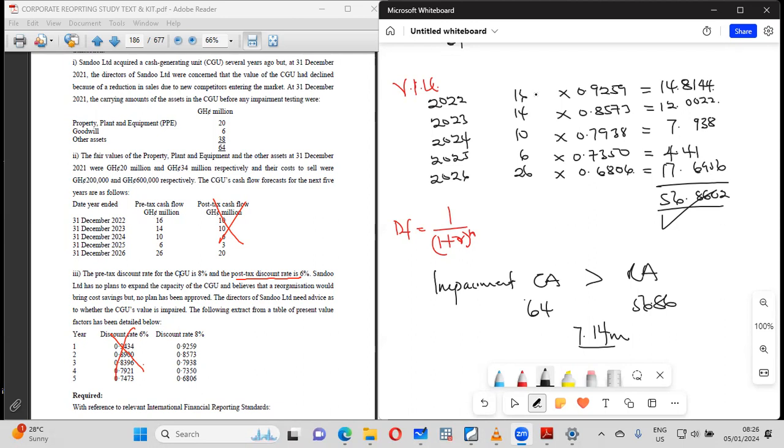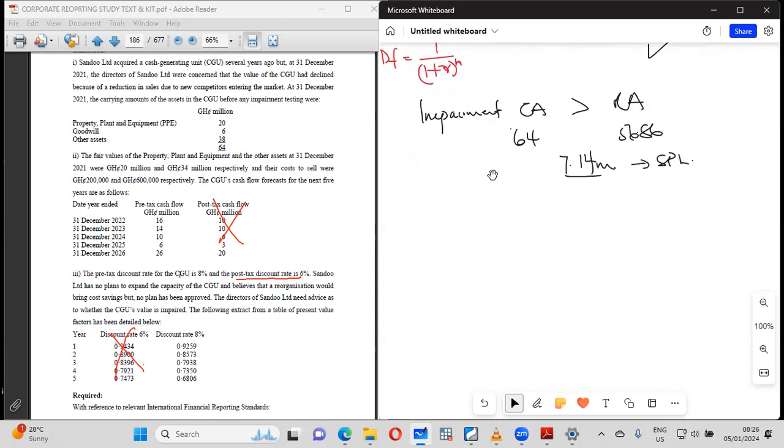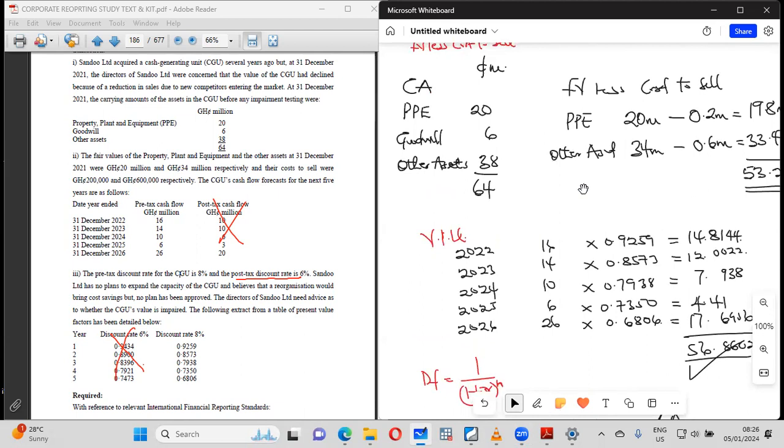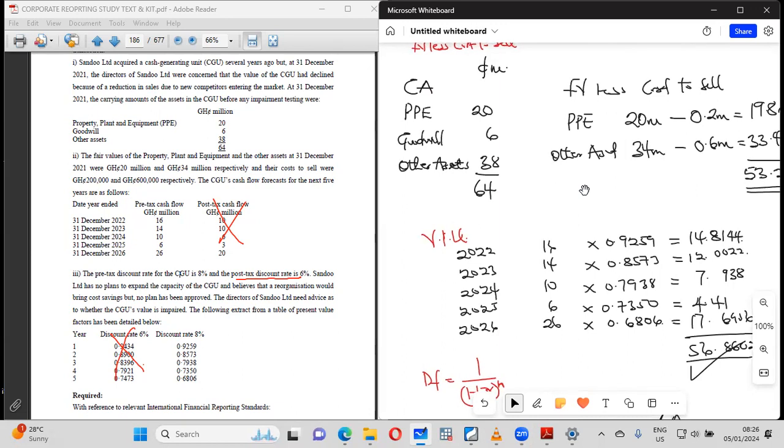So now that we have our impairment, what do we do? And don't forget, this was a CGU. For a CGU, this is an impairment loss, of course, it will go to our SPL, because it is not reversing any revaluation surplus. But for the SOFP, how do we do it? We are going to share this among the assets. Do you remember what we said? First to a specific asset that has been completely gone, then the next to goodwill. Then the other one is other assets.